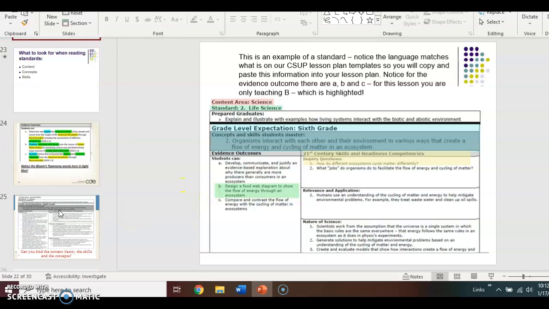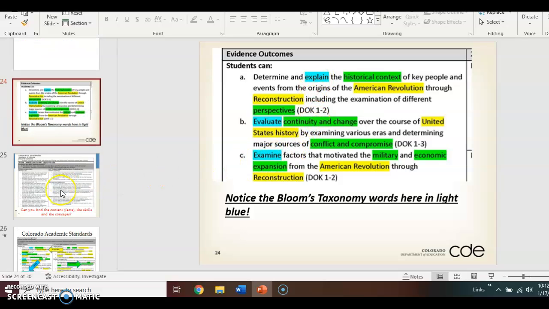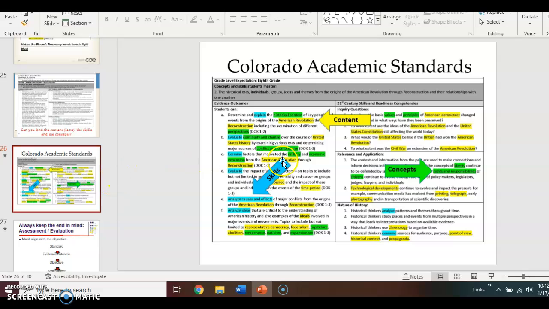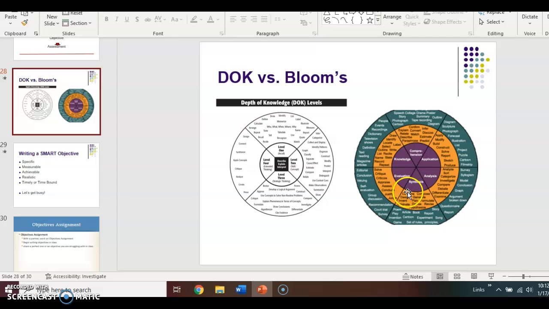All right, just looking back at the PowerPoint. If you look here, again, just remember the ABC. Look at these words: evaluate, examine, explain. Where did we see those words? We saw those words on Bloom's taxonomy, right? Look at Colorado Academic Standards. You see explain, evaluate, examine, evaluate, analyze. All of those words are on Bloom's, and we talked about that. The lowest level of knowledge all the way over to the highest level of knowledge. And you will see those verbs in those objectives.